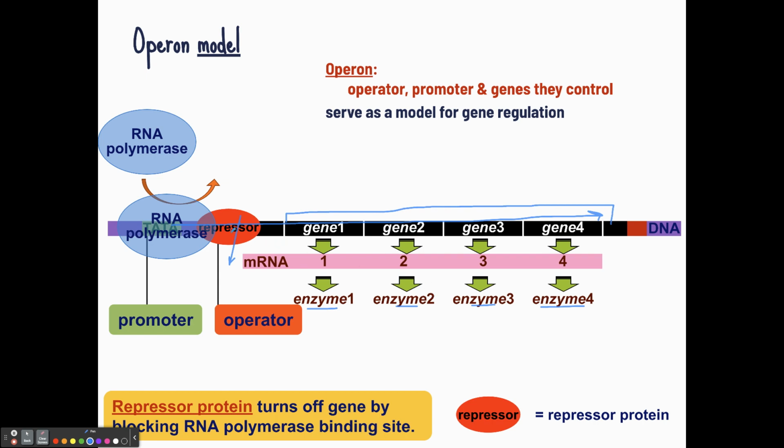But as long as there's a repressor here, the gene can't be read. And as we see, the repressor protein turns off the gene by blocking the RNA polymerase binding site, okay?